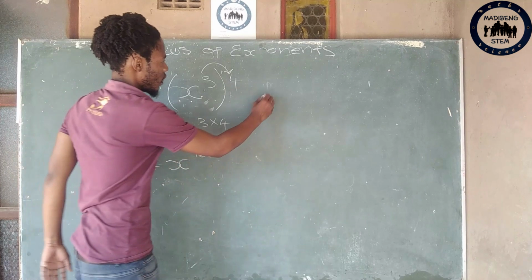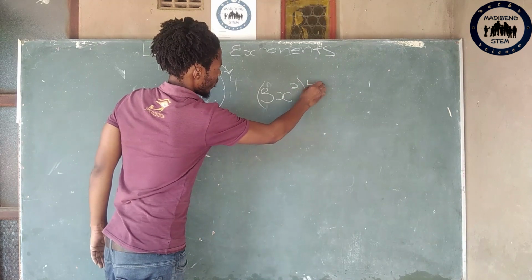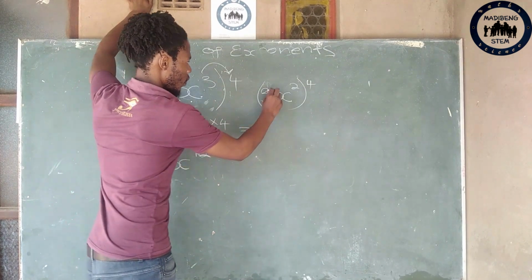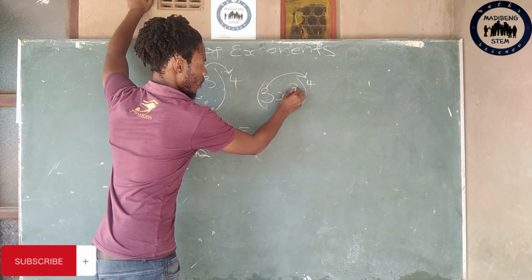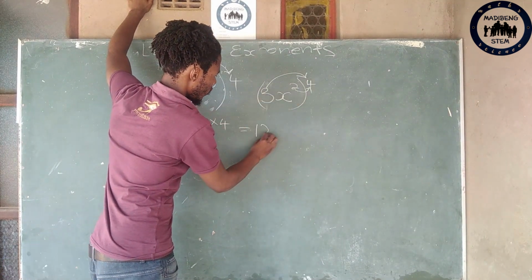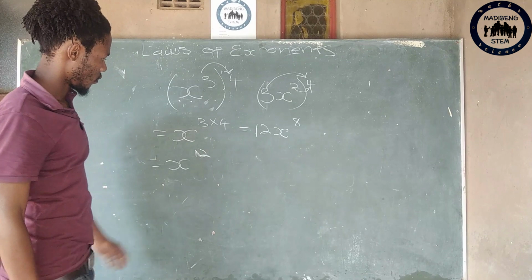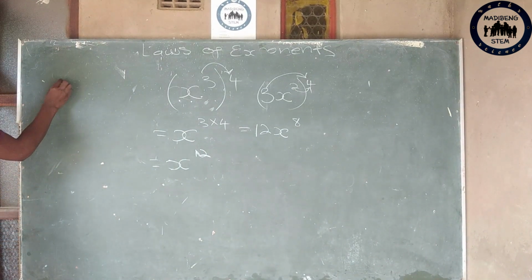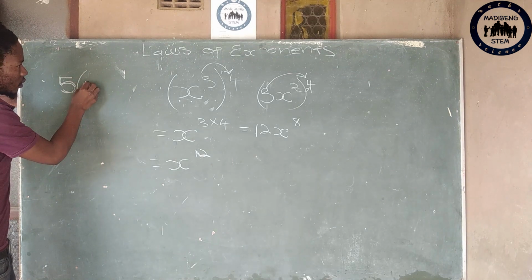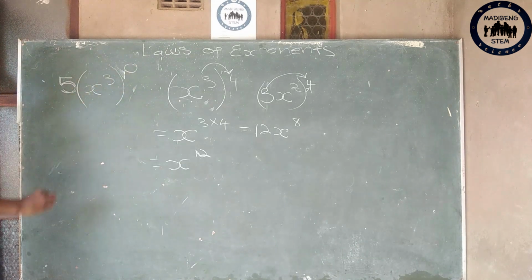This is your answer. So what if now we have 3x to the exponent 2, raised to the exponent 4, like this? What do you do now? Multiply this with this, and also multiply this with this. So 4 times 3 is 12x, and 2 times 4 is 8. Now what if we have 5 times parenthesis of x to the power of 3, with the exponent of 0?